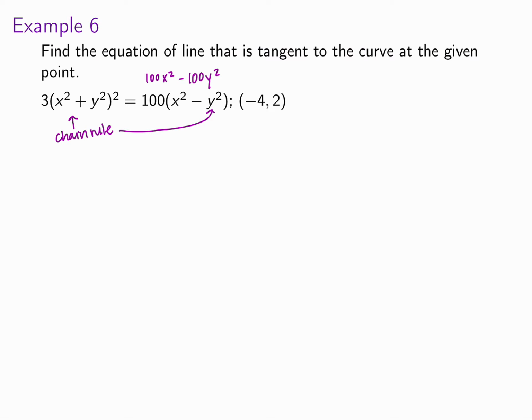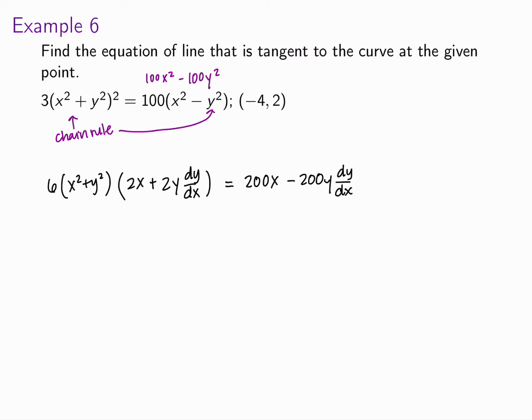So let's find our derivative with the chain rule for that first term. So we'll swing that 2 around. So that's going to be a 6 now times (x squared plus y squared) to the first power when we subtract 1. And then we need the derivative of the inside. The derivative of x squared is 2x, and then the derivative of y squared is 2y dy/dx because of that chain rule. So there is the left-hand side, and this is going to equal, I'm going to use that cleaned up part, so derivative of 100x squared is 200x minus derivative of 100y squared is 200y dy/dx.